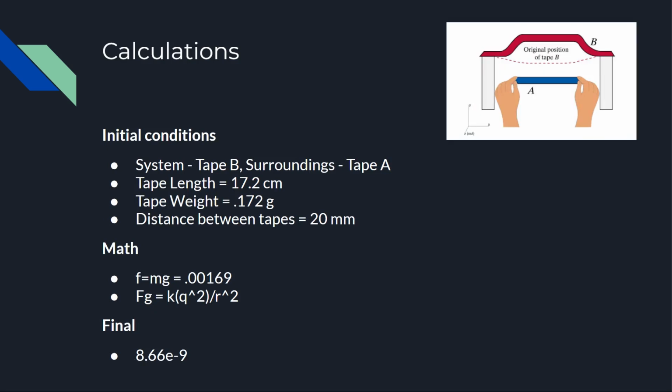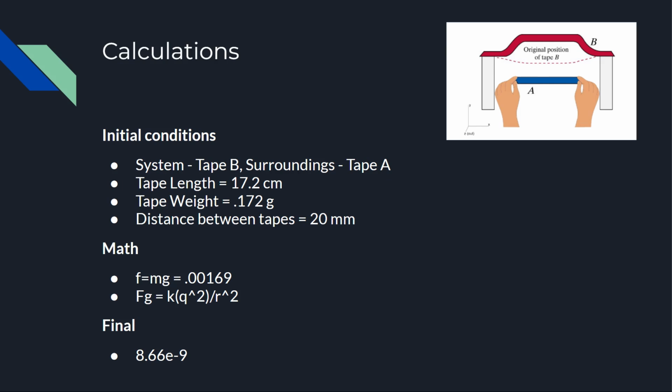For our calculations, we first have to define our system, which was tape B, and our surroundings, which we decided to be tape A. The tape length was 17.2 centimeters, while the tape weight was 0.172 grams, and the distance between the two tapes was 20 millimeters when tape B was elevated due to the electrical charge.